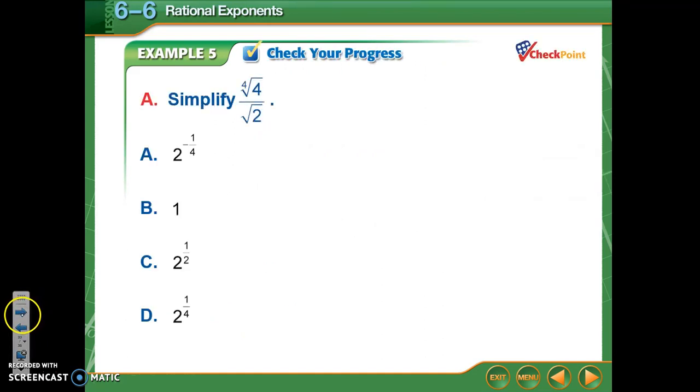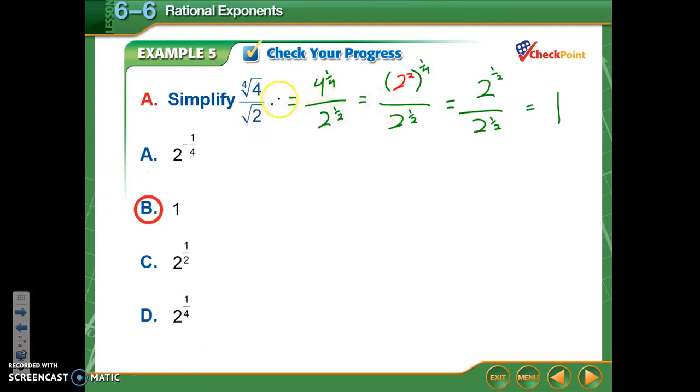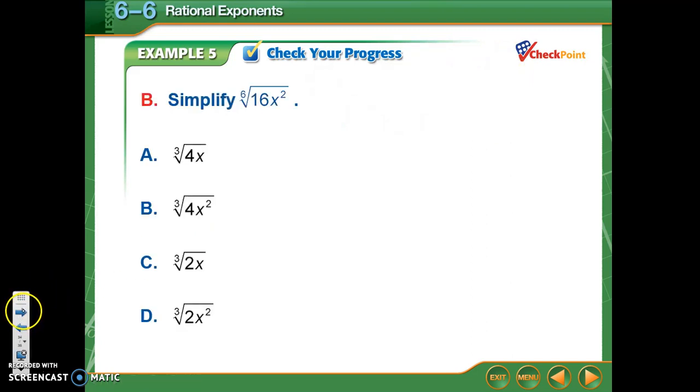All right, you guys try this one. Okay, your answer here should be B. And there's the work for this one. So remember, when my numerator and denominator have radicals with different indices, I rewrite it with rational exponents, and then I see what I can do. So here I rewrote 4 as 2 squared. 2 times 1/4, right, gives me that exponent of 1/2, and then in this case, 2 to the 1/2 over 2 to the 1/2 is 1. Okay, you guys try this one.